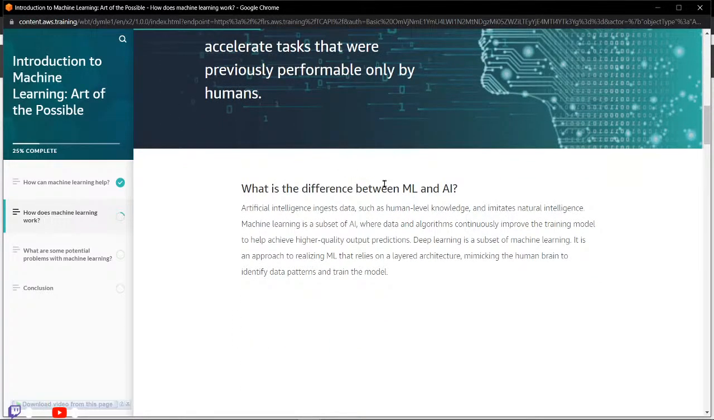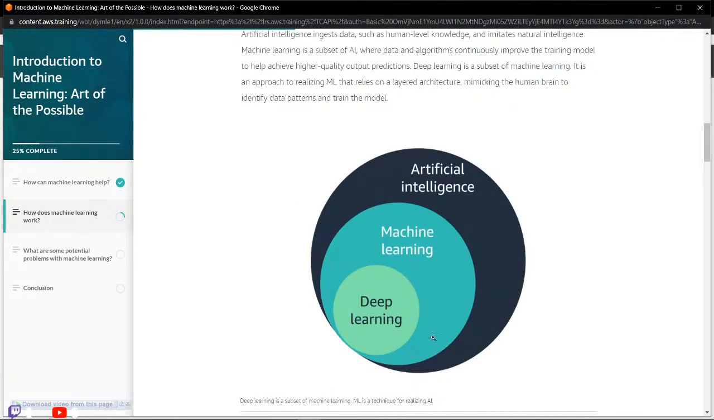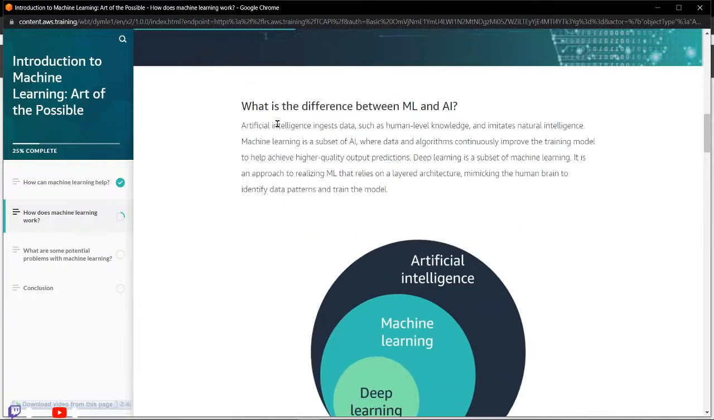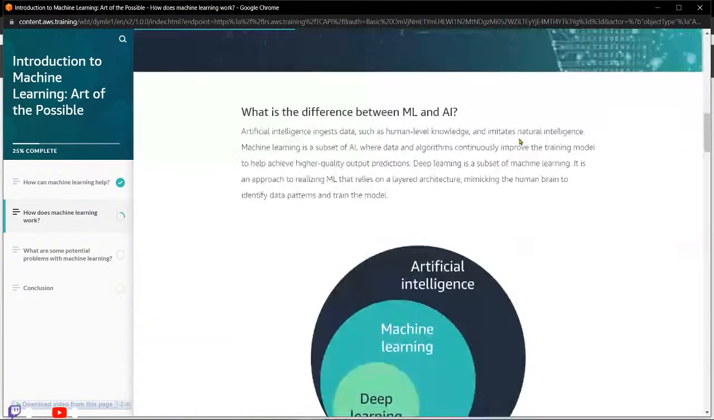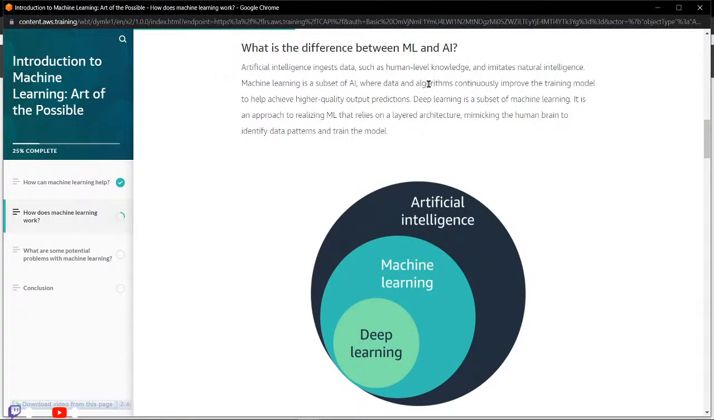So what is the difference between ML and AI? Artificial intelligence is the vast subject inside of which we have machine learning, and inside of that we have deep learning. Artificial intelligence uses data such as human-level knowledge and imitates natural intelligence. Machine learning is the subset of AI where data and algorithms continuously improve the training model to help achieve higher quality output predictions. Deep learning is a subset of machine learning. It is an approach to realize ML that relies on a layered architecture, mimicking the human brain.